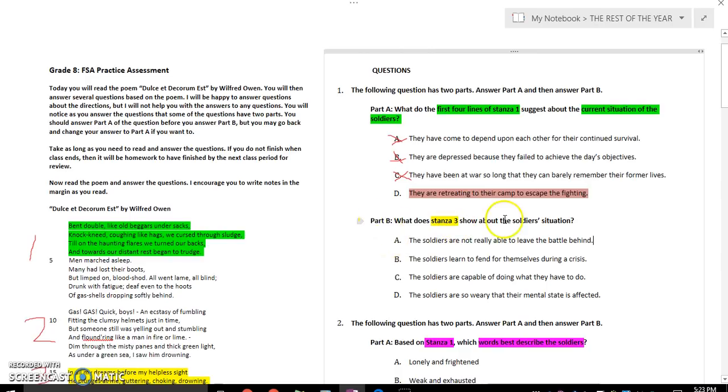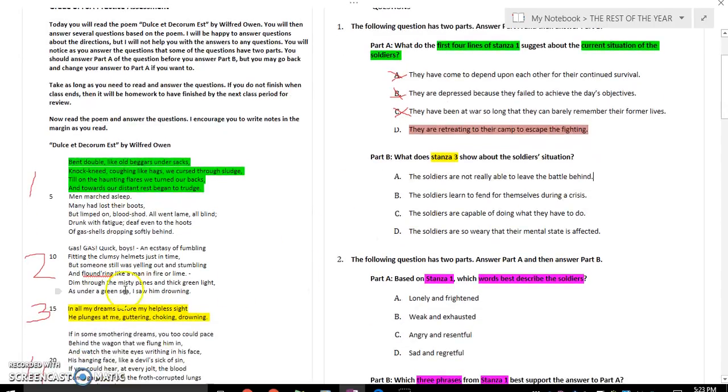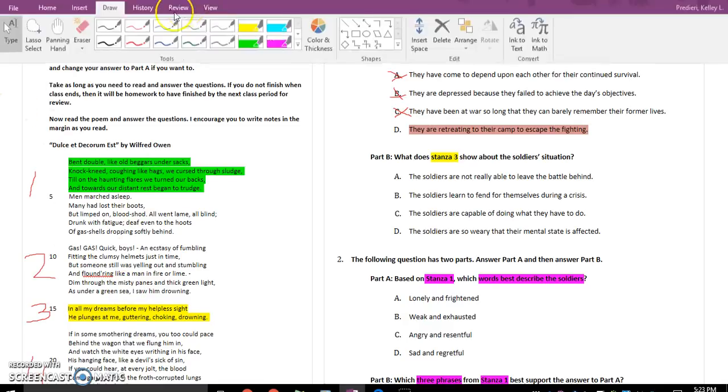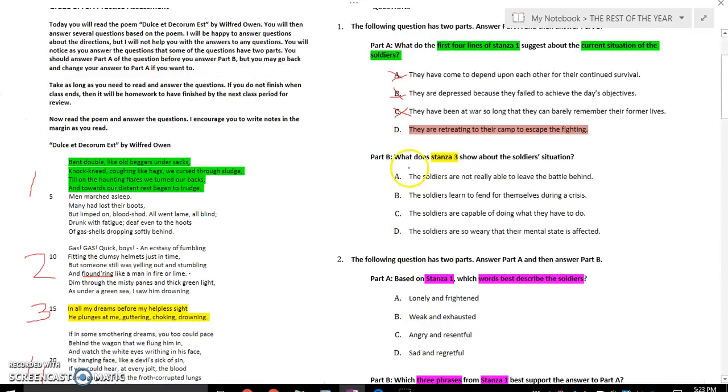Alright. Part B. What does stanza 3 show? So stanza 3: In all my dreams before my helpless sight, he plunges at me, guttering, choking, drowning. So, if their current situation is that they're retreating to the camp, this answer choice has to kind of suit along with that. Alright, so the soldiers are not really able to leave the battle behind. Okay, that's a possibility. In all my dreams before my helpless sight, he plunges at me. So they're dreaming still about the war. So I'm going to leave that alone.